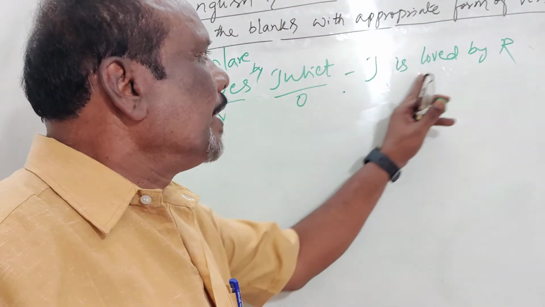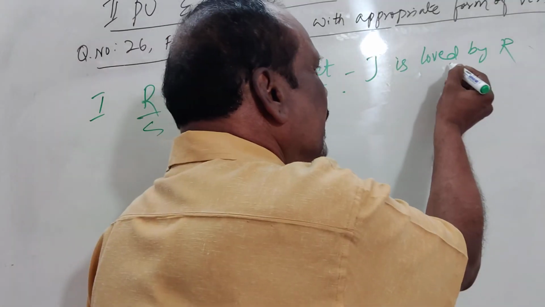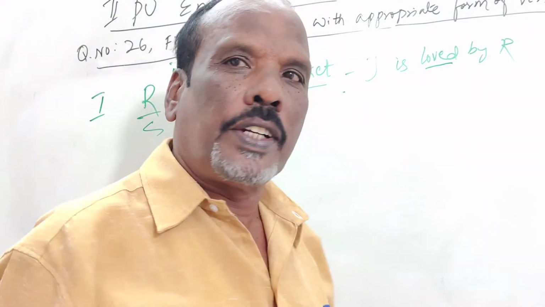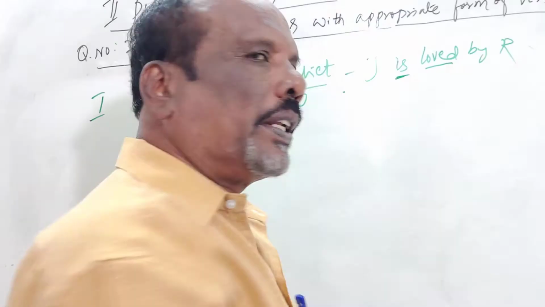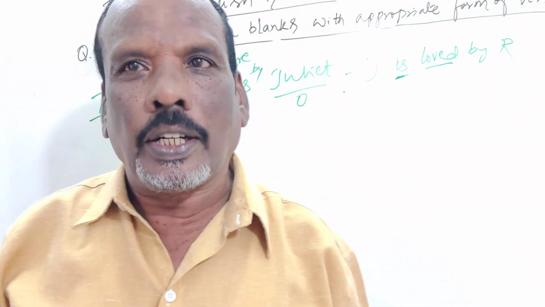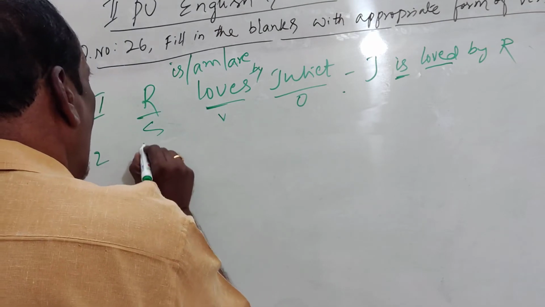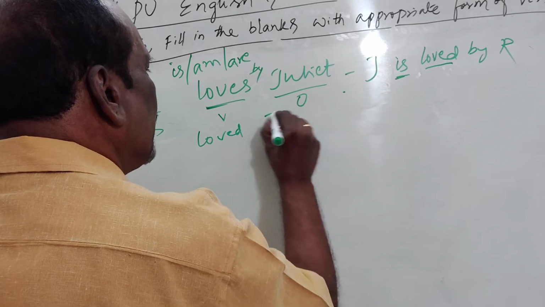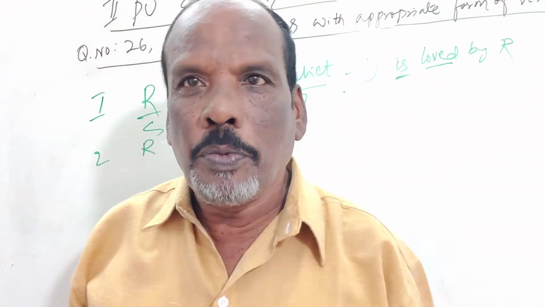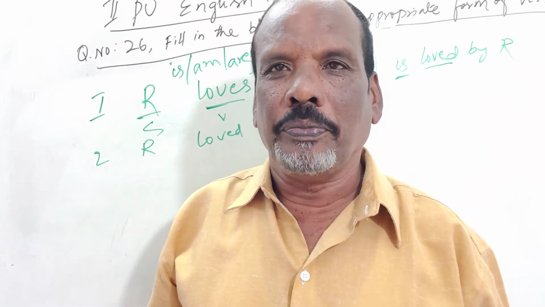Okay, Juliet is loved by Romeo. Here the verb is changed into past participle and it is supported by a supporting verb. Got it? Let's go to the second one. Romeo loved Juliet. So it is a second type.